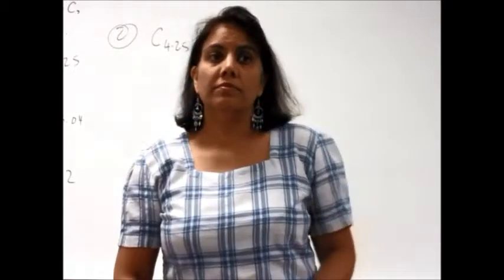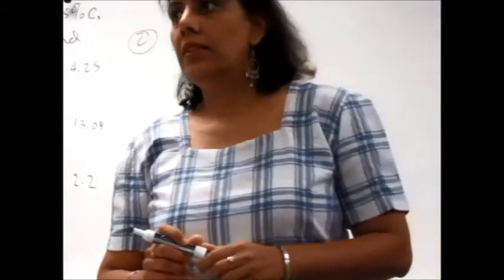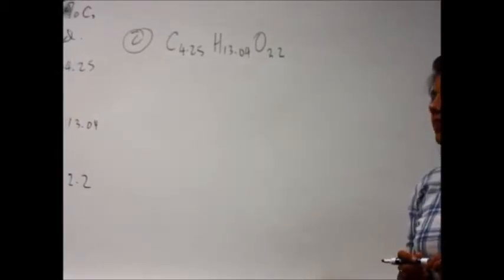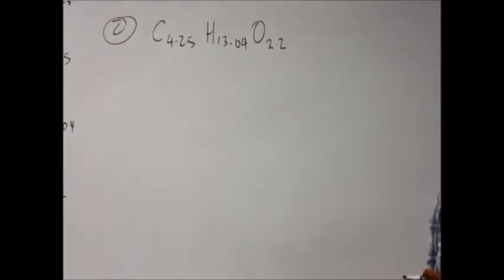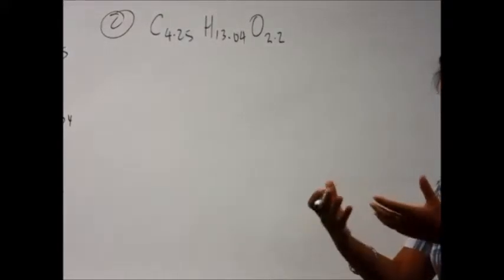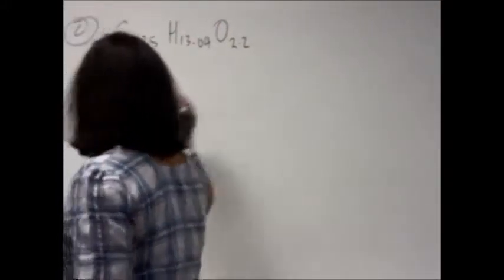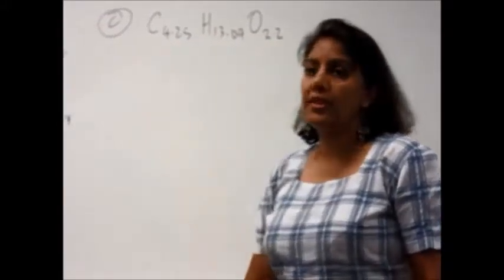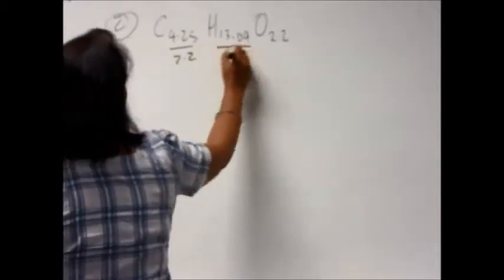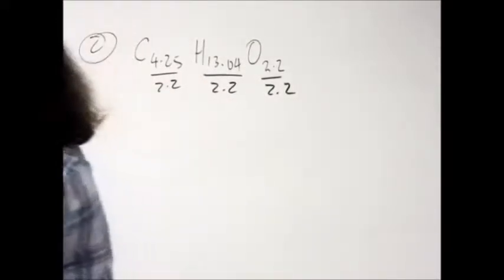Is that reasonable? Just a yes or no will suffice. That's not going to work because we need whole atoms, right? So this is not going to work, because you need to have whole atoms in there. That's what Dalton's atomic theory said also, that you have combinations of elements in a compound, but they should be whole numbers. So how do we fix this? You take the smallest number that you have and you divide everything by the smallest number. So that's 4.25 divided by 2.2, 13.04 divided by 2.2, and 2.2 divided by 2.2. So that's your next step, divide by the smallest number.